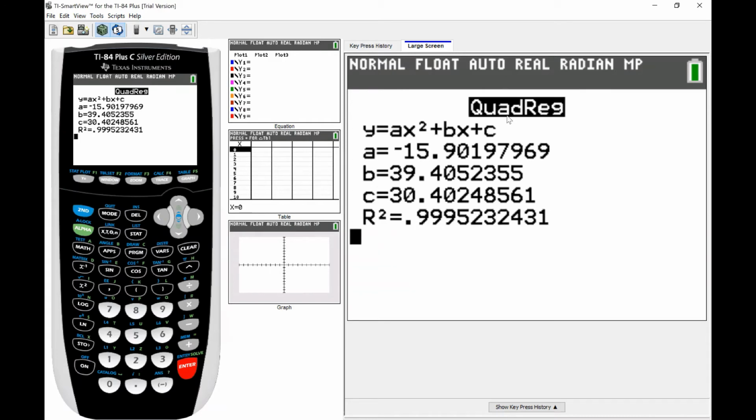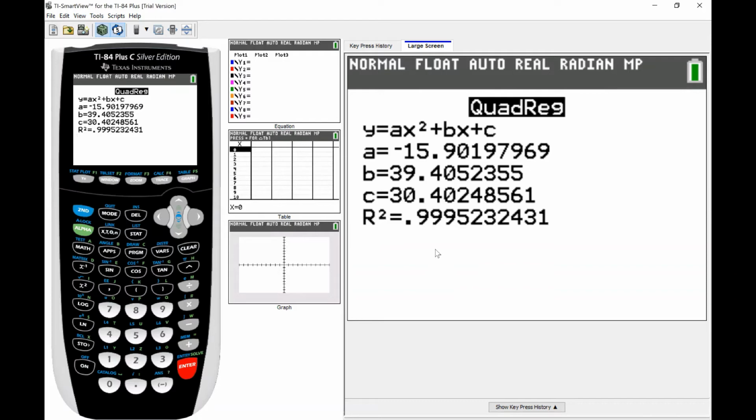So now in our quadratic equation, we've got an A value of negative 15.9, a B value of 39.4, or 39.41, and a C value of 30.4. And our r squared value is much higher than that 0.8, it's 0.99. The higher the r squared value, the closer it is to 1, the better fit your equation is to your data. So now we've done these 2 regression equations.